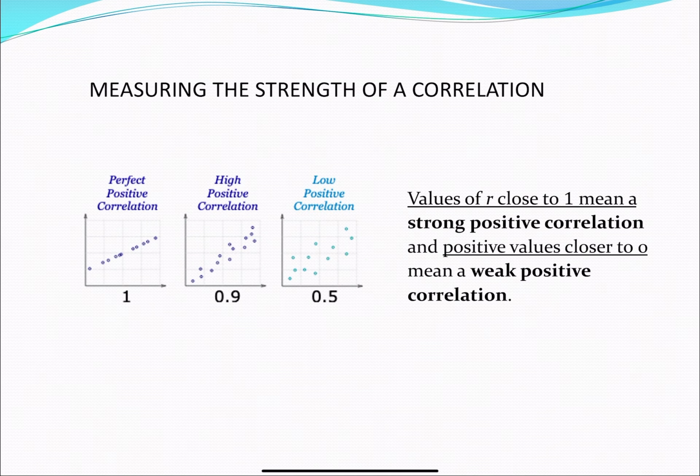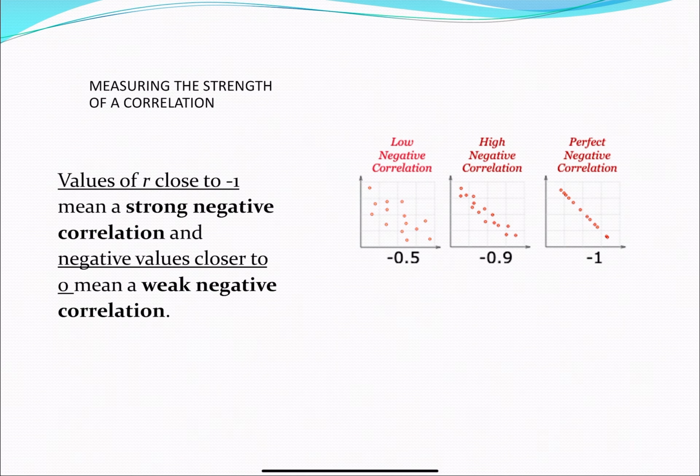So let's say I have positive correlation. Values of R that are close to 1 mean strong positive correlation. And positive values closer to 0 give you weak correlation. We want strong correlation. We want strong lines. Perfect correlation is not really going to happen, not with randomly produced data. But we can get pretty close. We can also have negative correlation.